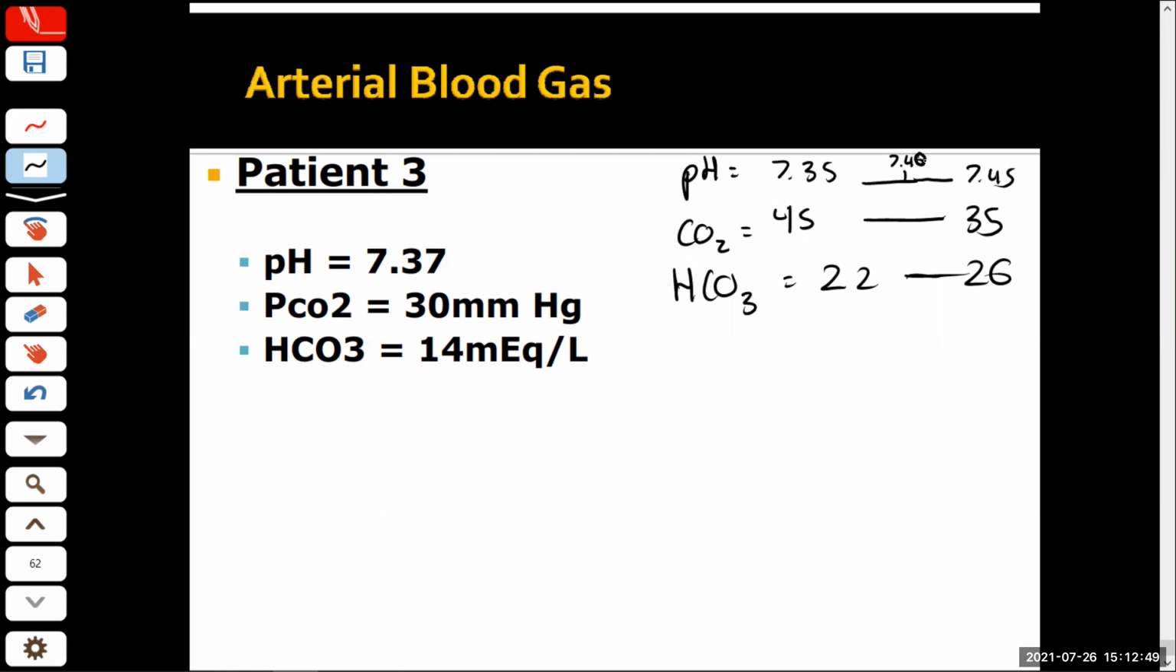What does pH have that CO2 and bicarbonate don't have? The ideal set point of 7.4. This is why I keep writing it in here. If you are at 7.4, you are ideal, you are good. Is this person 7.4? So they're operational, but are they considered neutral?